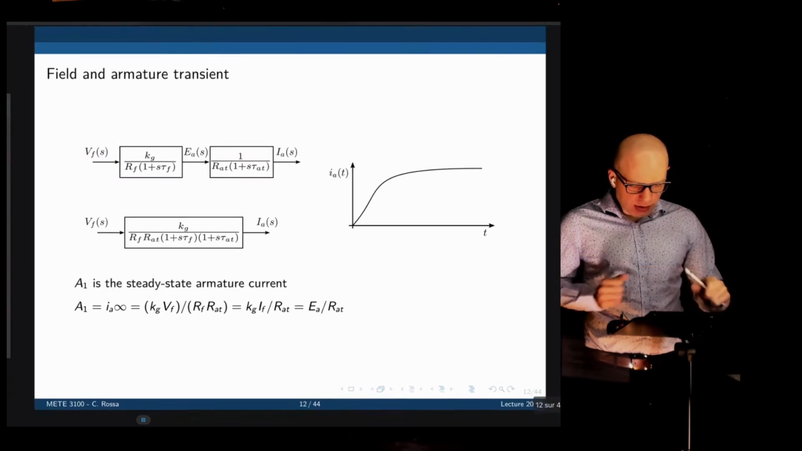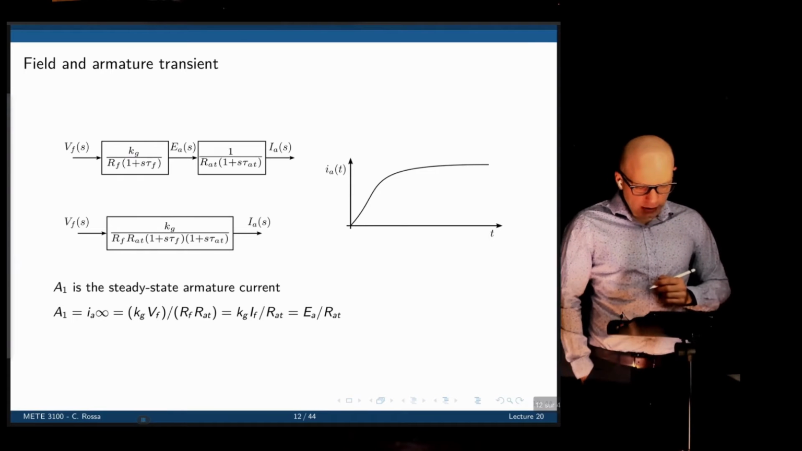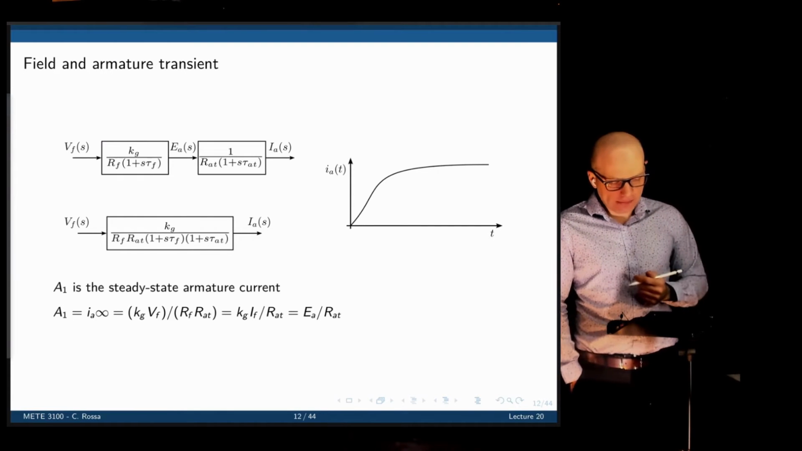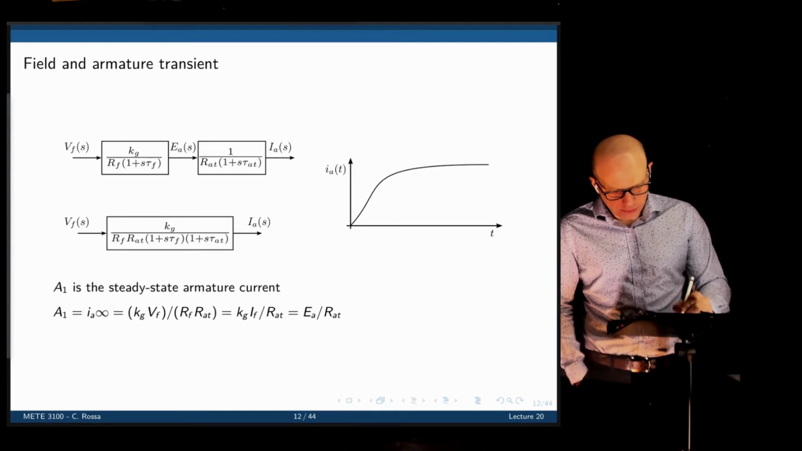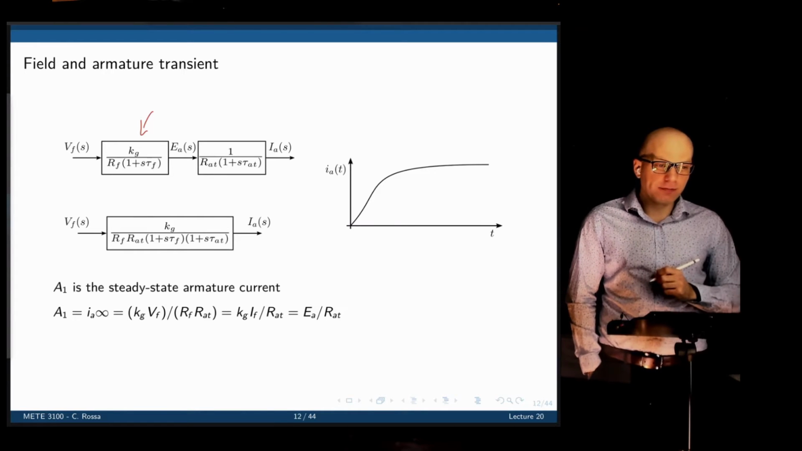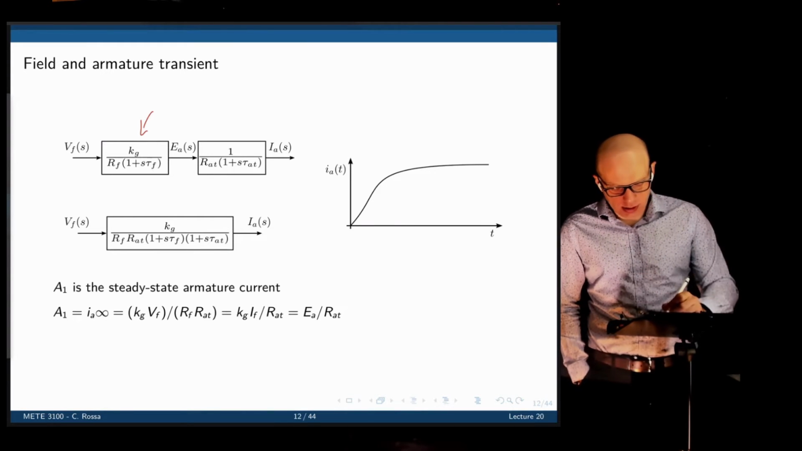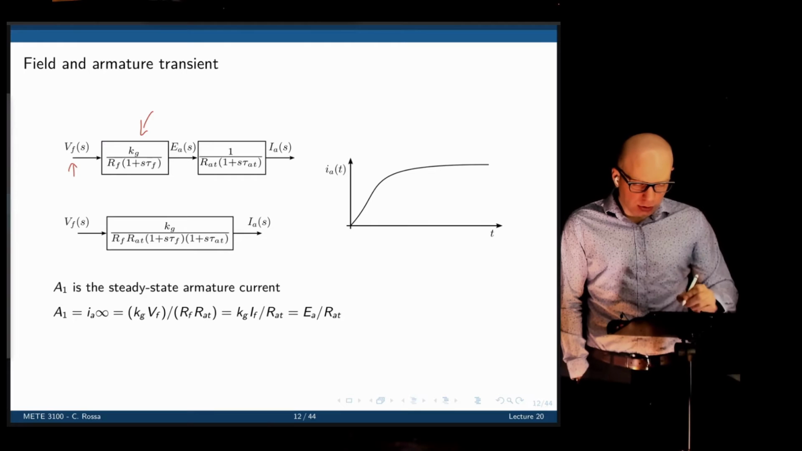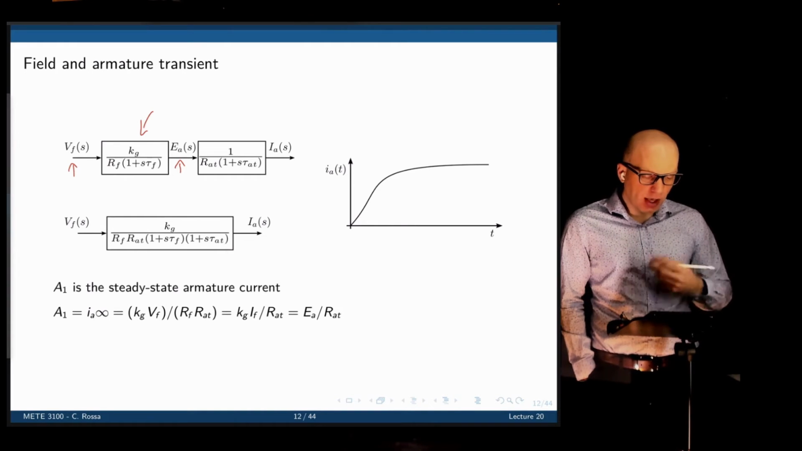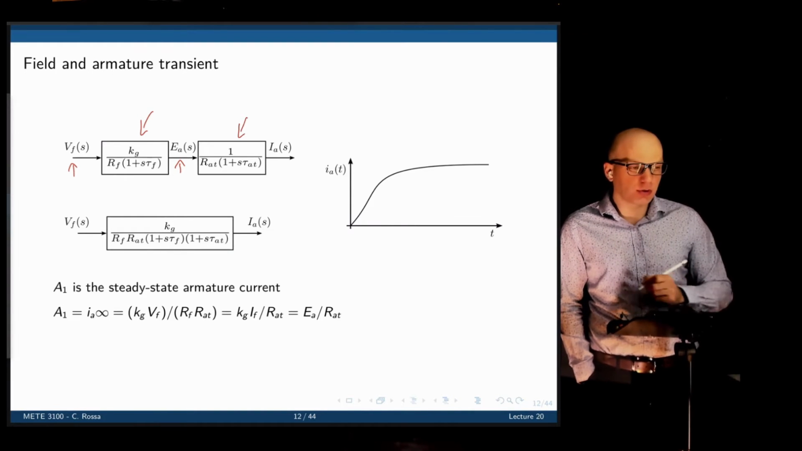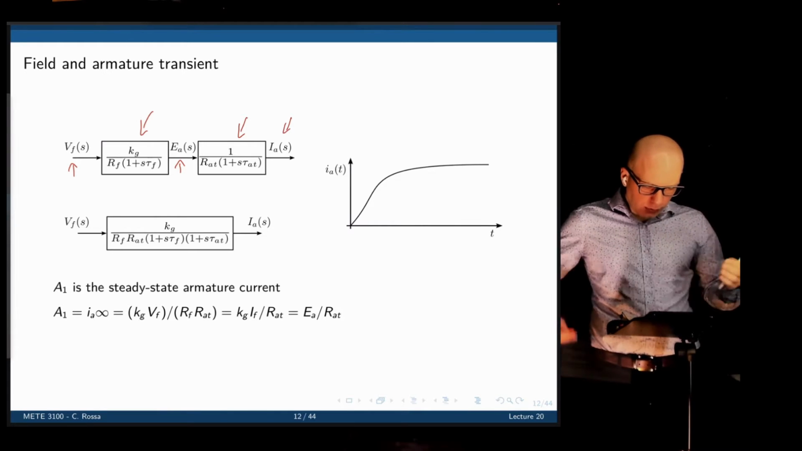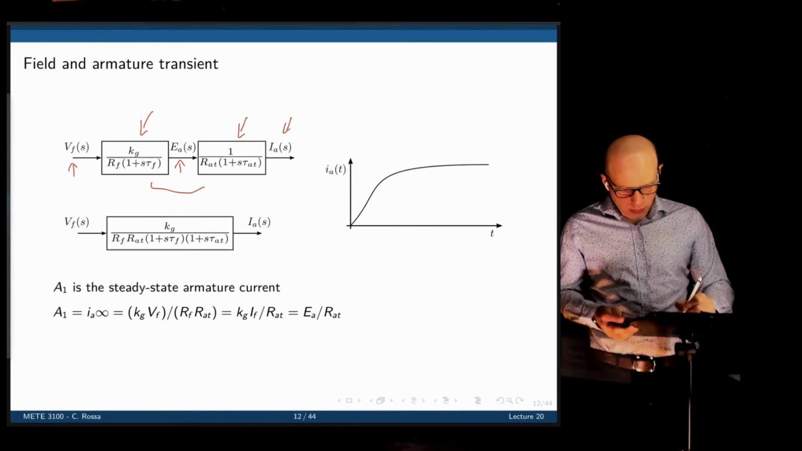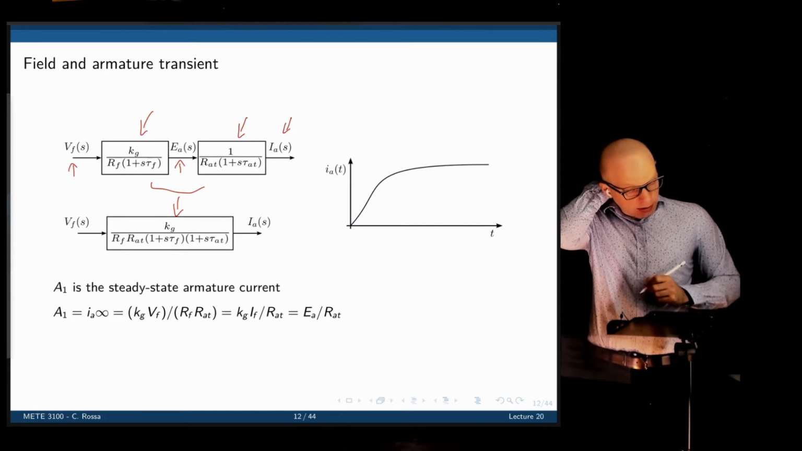So you can now put all this into block diagrams to evaluate the final transfer function. We have the original transfer function from Vf to Ea, that is the field voltage to the induced EMF. When you have the induced EMF, we pass that through the transfer function for the armature, and you get the current. You can also combine these two block diagrams in one and eliminate the internal variable like that.